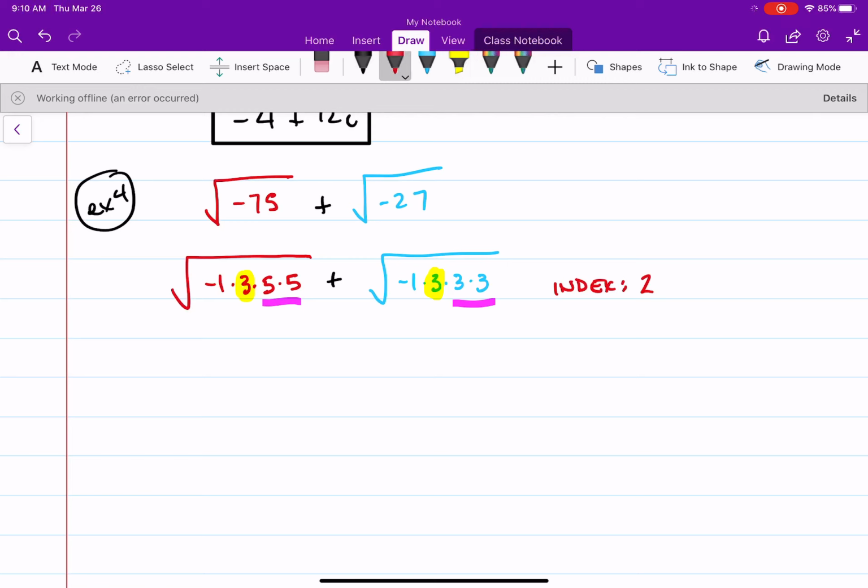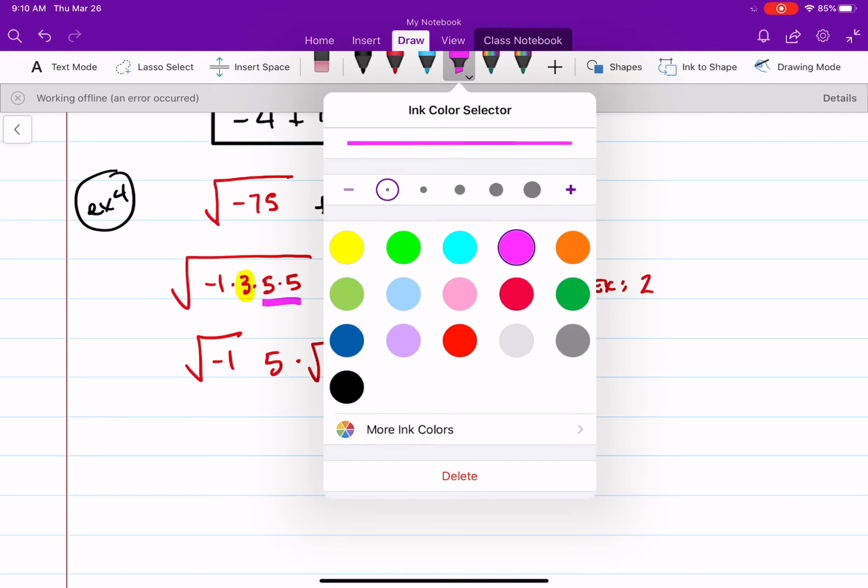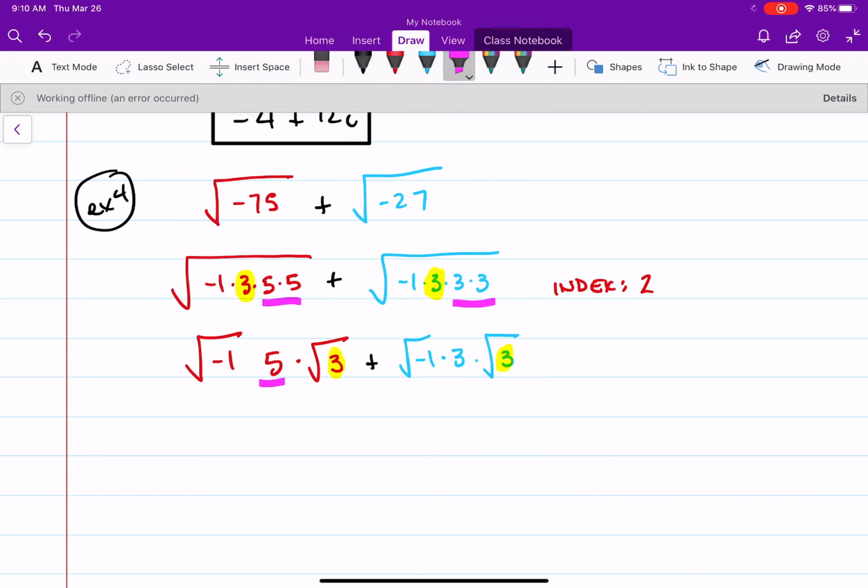So what do we have? We have the square root of negative 1. We have the 5 that comes out, and then we have the square root of 3 that stays in, plus square root of negative 1, the 3 that comes out, and the 3 that stays in. So let me do this here. So this is the 3 that was staying inside. So you see the color matches there. This is the 5 that came out, and this is the 3 that came out. Okay, so you see where those numbers came from.